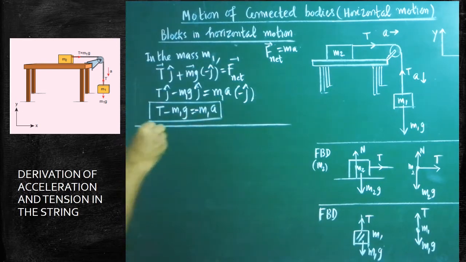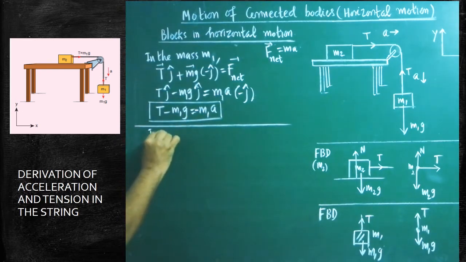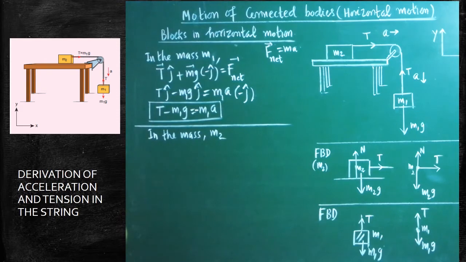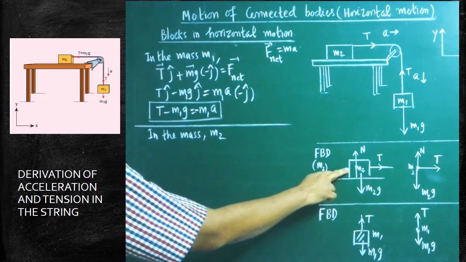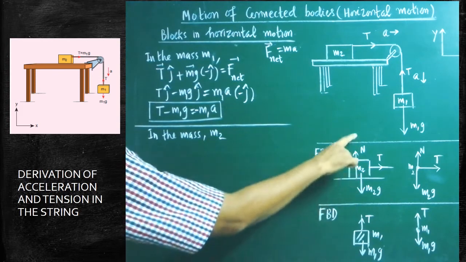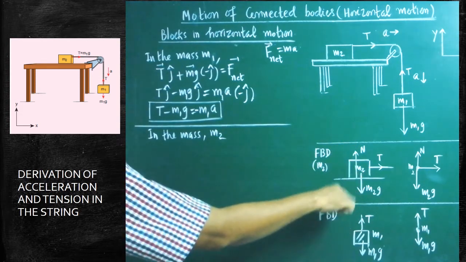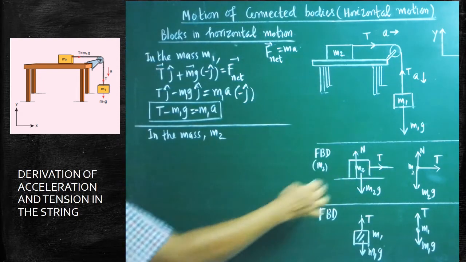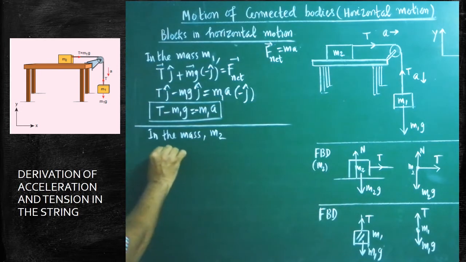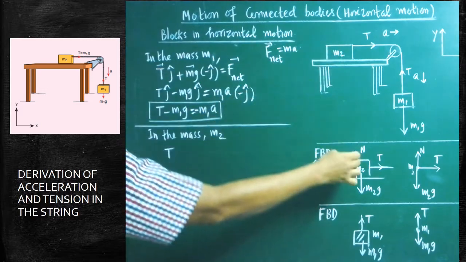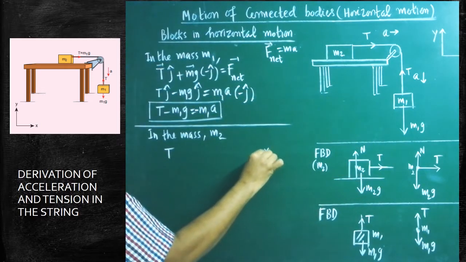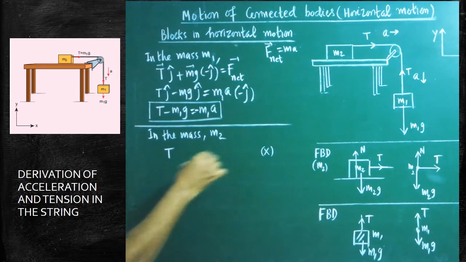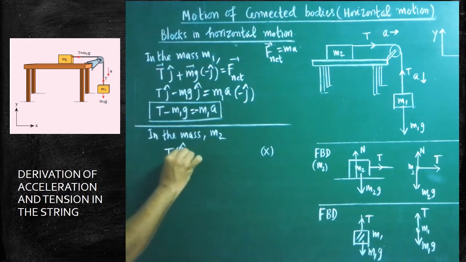Now we are going to derive the expressions for the mass M2. In the case of mass M2, we are going to derive the same kind of expression. Let us concentrate only on mass M2. Look at the forces. Here the normal force is acting in the upward direction, M2g is acting in the downward direction. First let us see the forces acting only along the x direction. Which force is acting? Tension is acting, along the positive x direction. First we concentrate on the x axis alone. Therefore, T i cap must be written.